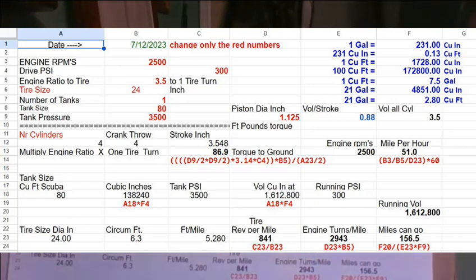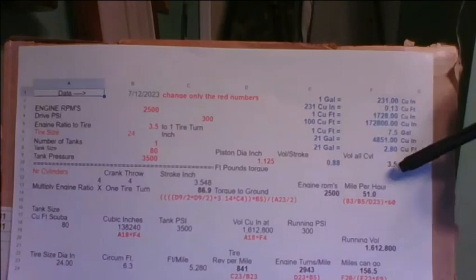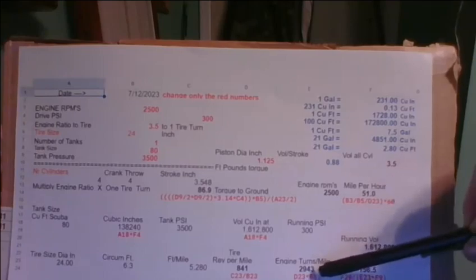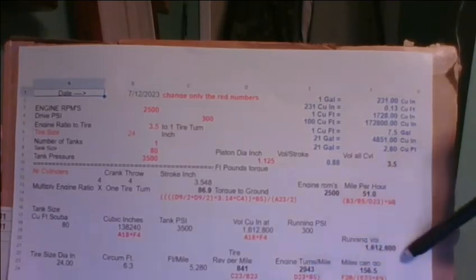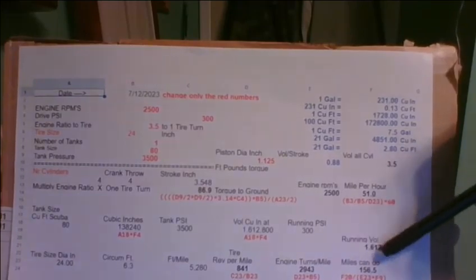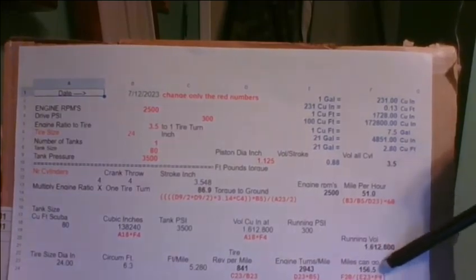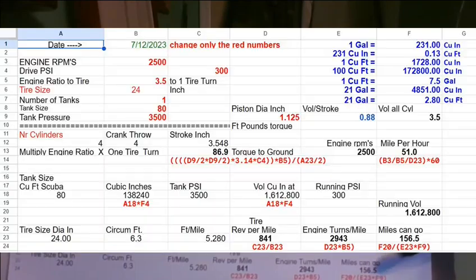Now we have this volume of air, so we take the 3.5 cubic inches per revolution times the number of revolutions per mile, divide it into this, and we get 156 miles roughly. That sounds like a lot.